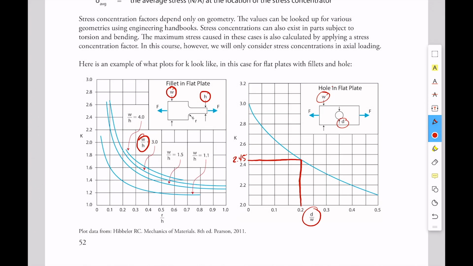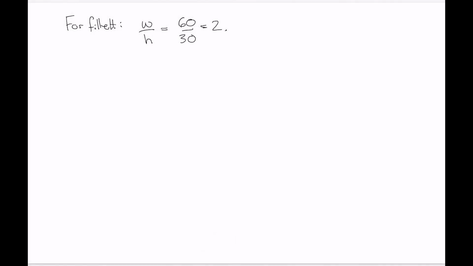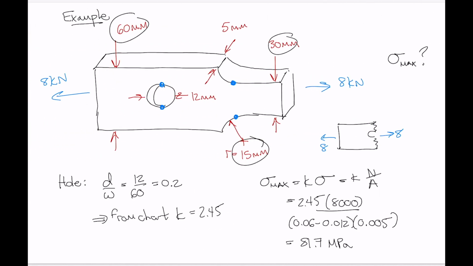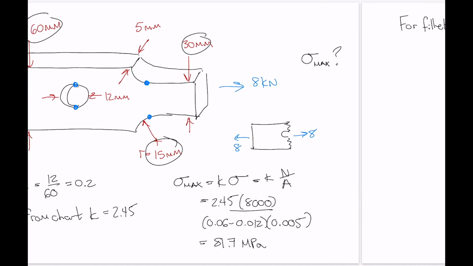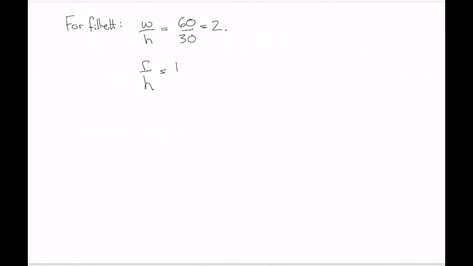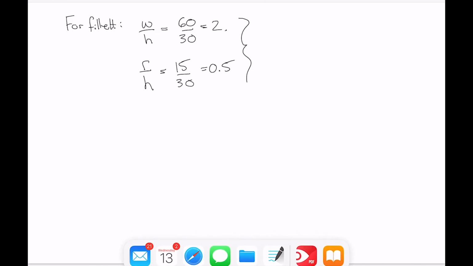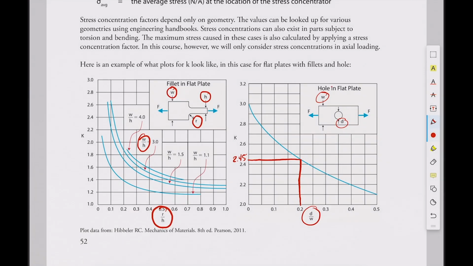And then the other parameter that we need on the x-axis is R over H, and that's the radius of the fillet over the width of the small portion. Okay, so R over H. The radius of the fillet was 15 millimeters and the small portion is 30. So 15 over 30 gives us 0.5. Okay, so we take these 2 values and we return back to our book over here.